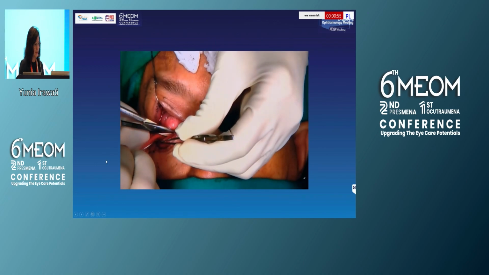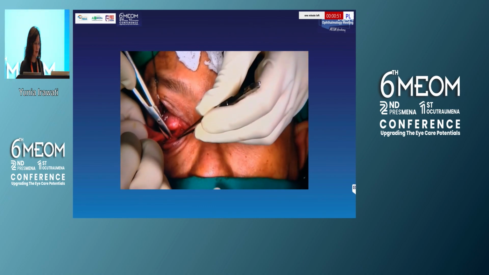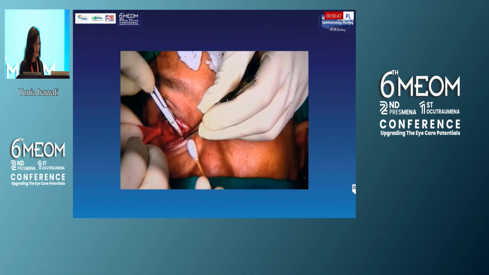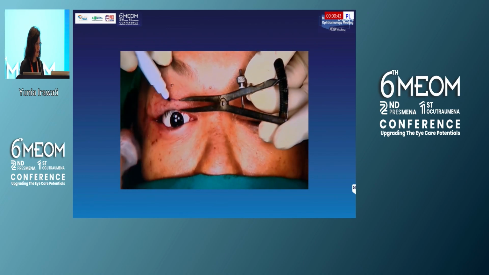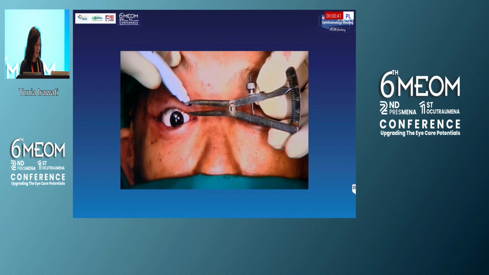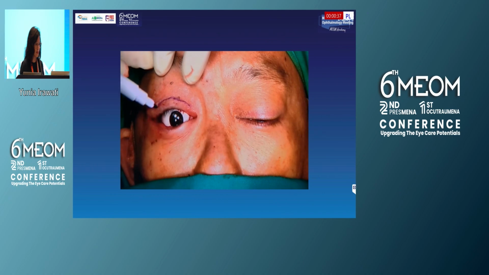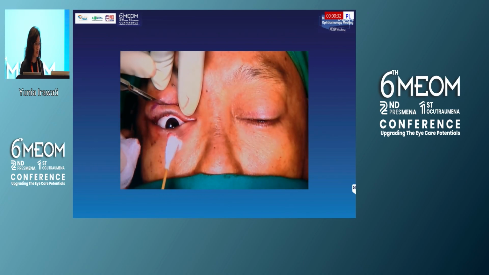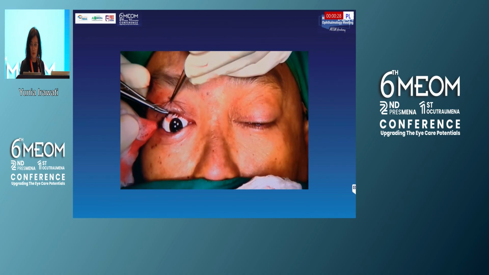Yes. Here I will dissect the conjunctiva until the orbital rim, and do the cantotomy and cantolysis at the lateral canthus, and then put in the conformer first. And here we have a slight, mild entropion, and I'm doing the anterior lamella repositioning.